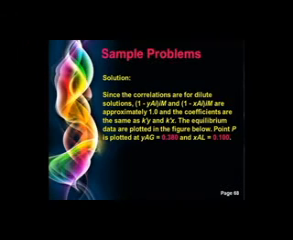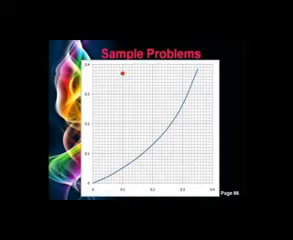For the solutions, as Ms. Garing has stated, since the correlations are for dilute solutions, 1 minus YAIM and 1 minus XAIM are approximately 1 and the coefficients are the same as K prime Y and K prime X. The equilibrium data are plotted in the figure below. Point P is plotted at YAG equal to 0.38 and XAL equal to 0.1.